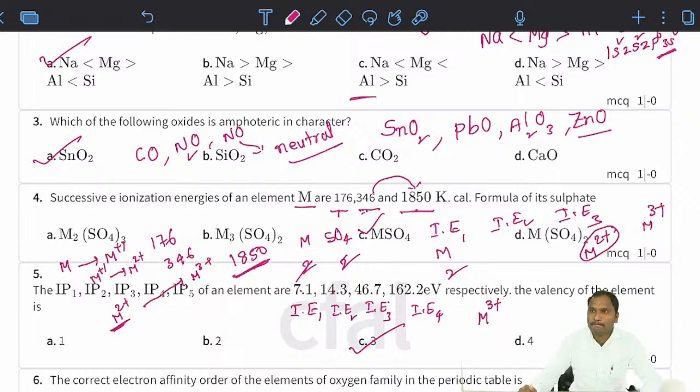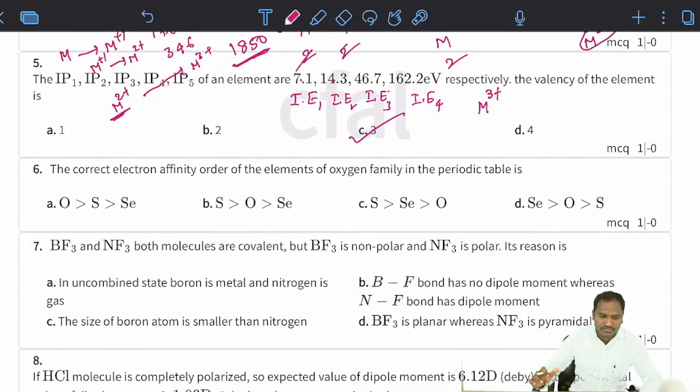Next one. Sixth question. Can you try, students?